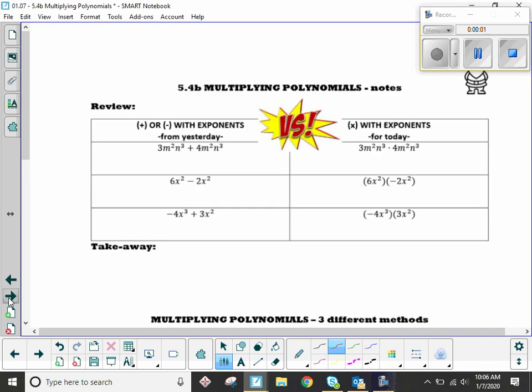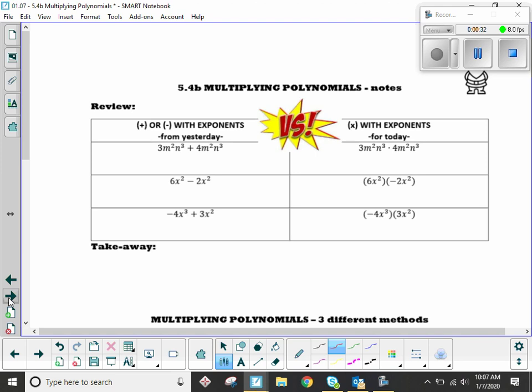In that table, if you notice, the terms are exactly the same on the left and right. Like this one on the left is 3m squared n cubed, 4m squared n cubed, and it's the same thing on the right-hand side. The only thing that's changed is that everything on the left side is add or subtract, like we did yesterday and like you just did on your warm-up. But on the right side, it's being multiplied instead, and we're going to talk about how the answers change from one to the other.